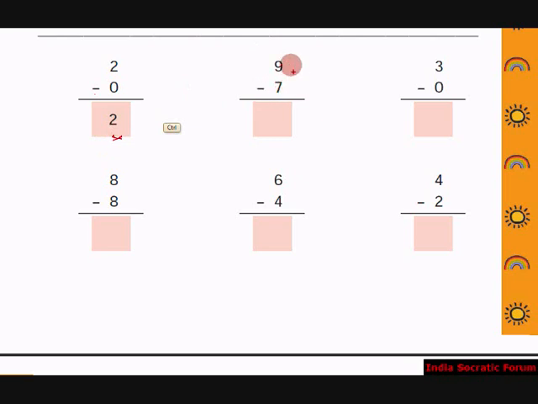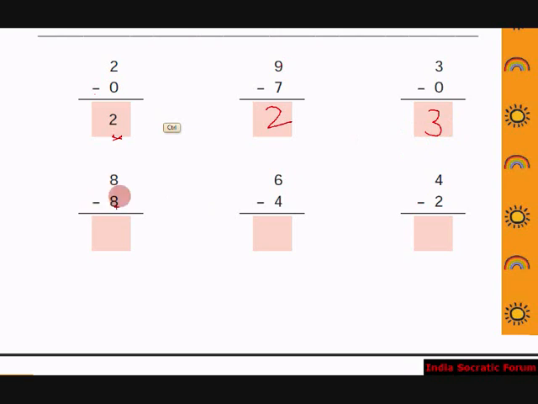9 minus 7. How much would be left out? 9, 8, 7, 6, 5, 4... 2. Very good. 3 minus 0. 0 means nothing. So 3 minus nothing, 3.